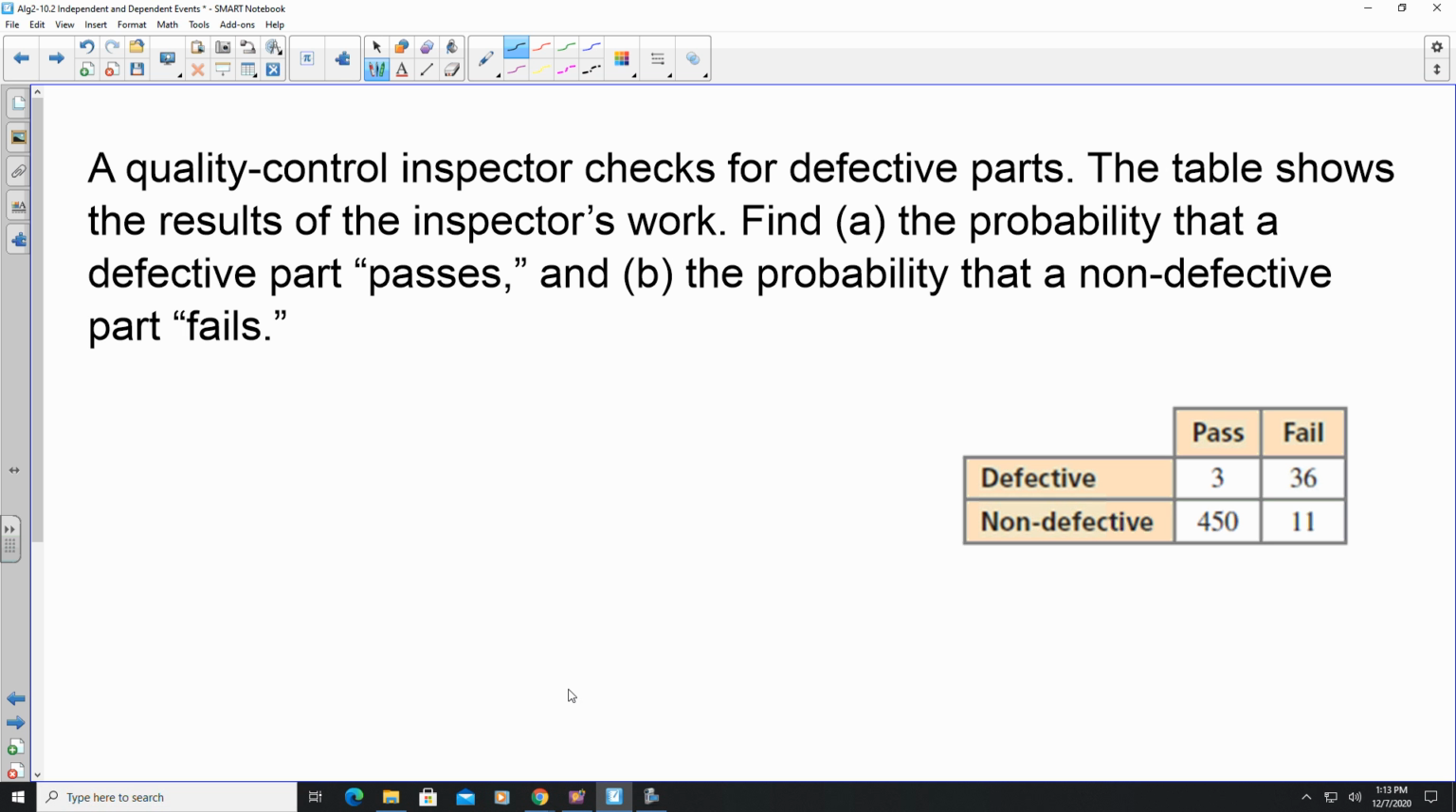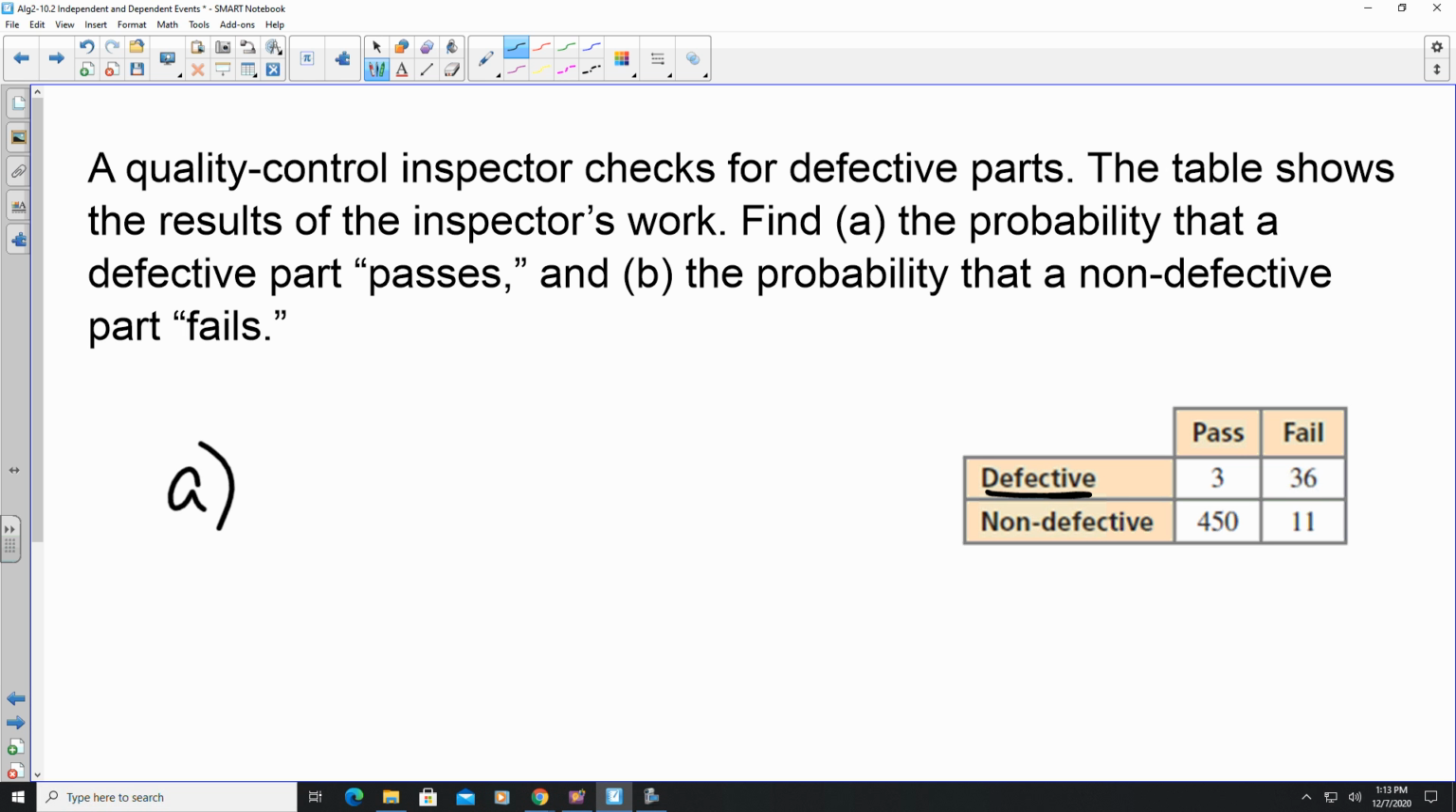Here it says a quality control inspector checks for defective parts. The table shows the results of the inspector's work. They want you to A, find the probability that a defective part passes, and B, the probability that a non-defective part fails.